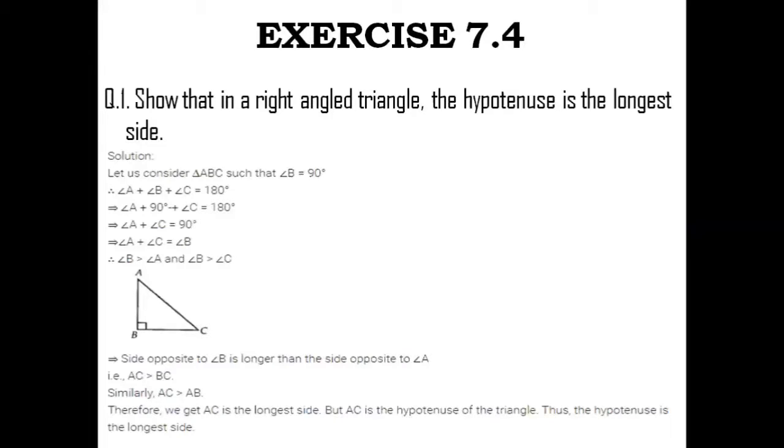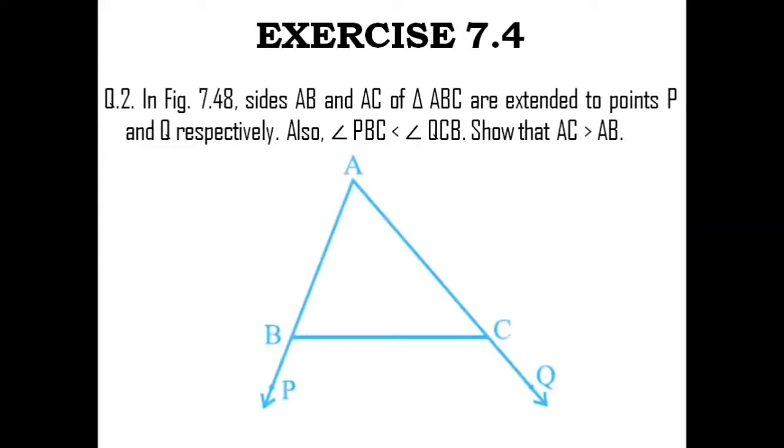But what is AC in this right angle triangle? It is the hypotenuse. So now I'll conclude that yes, in this given right angle triangle, the hypotenuse is the longest side. I hope now you're all clear with the solution to question number 1. If yes, then let's quickly get to question number 2.